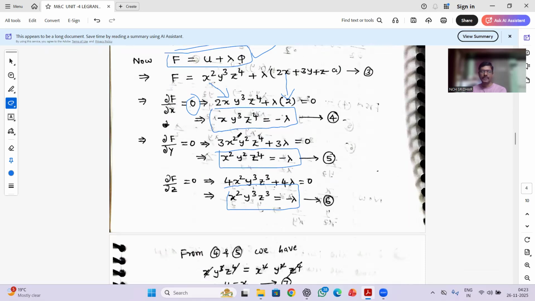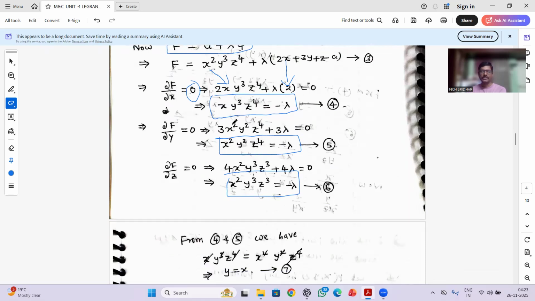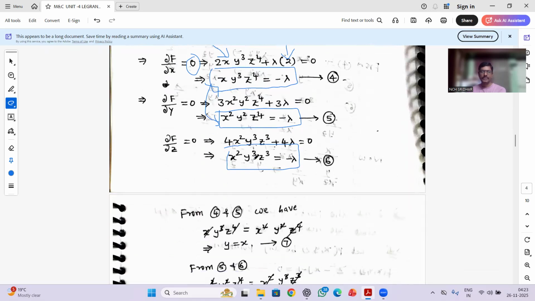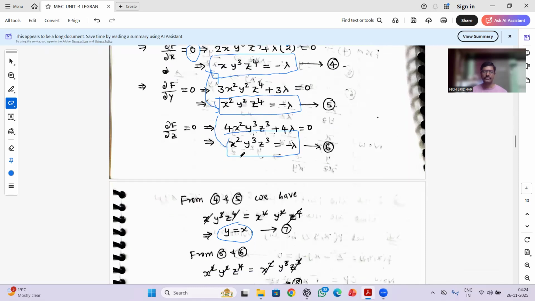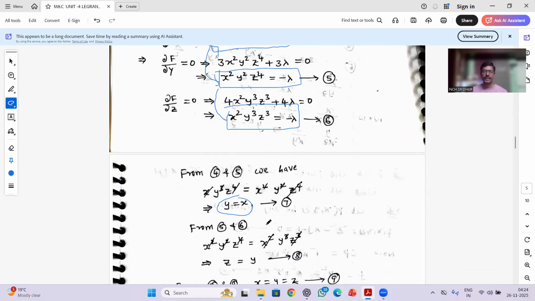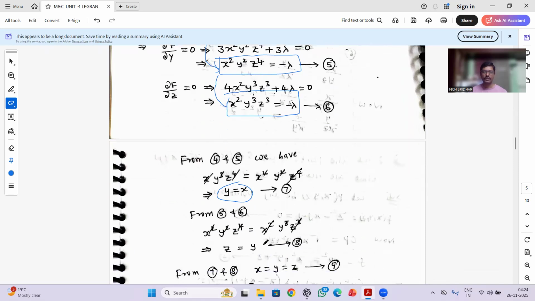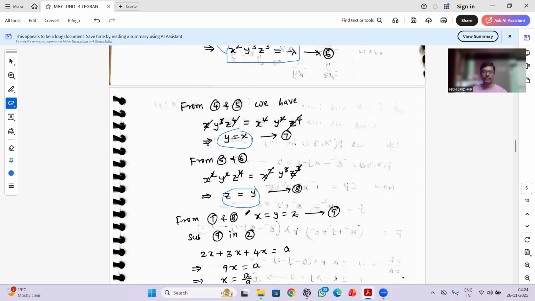Now here also minus lambda, minus lambda, minus lambda. What it means is all are equal. So we are constructing a relation, taking the first pair first, and then the second pair. These equations: x y cube z power 4 is equal to x square y square z power 4. From this we got y is equal to x. And we are taking the second pair. What is the second pair? X square y square z power 4 is equal to x square y cube z cube. That gives z is equal to y. That means x is equal to y is equal to z.